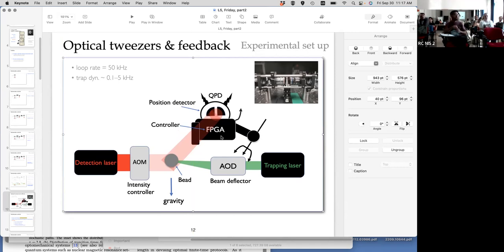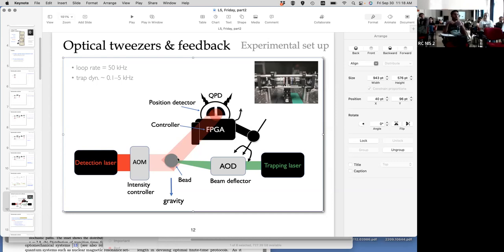The FPGA is not really part of this, but the light gets onto a quadrant photodiode, and then somewhere off to the side there's a controller taking information about the observations and deciding when to raise the gain. As a technical point, the loop rate, where you go from detection to some calculation to deciding whether to move up the trap, is 50 kilohertz, so 50,000 times a second. That's very fast for a standard computer, so you need some special hardware to carry out this control.